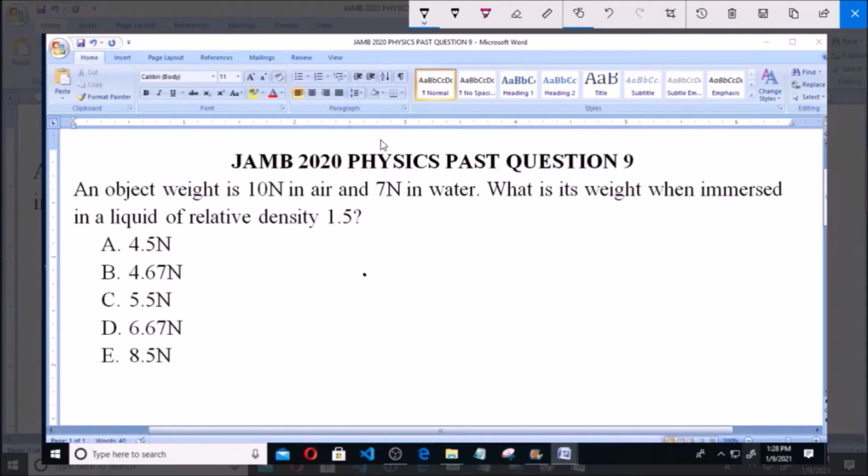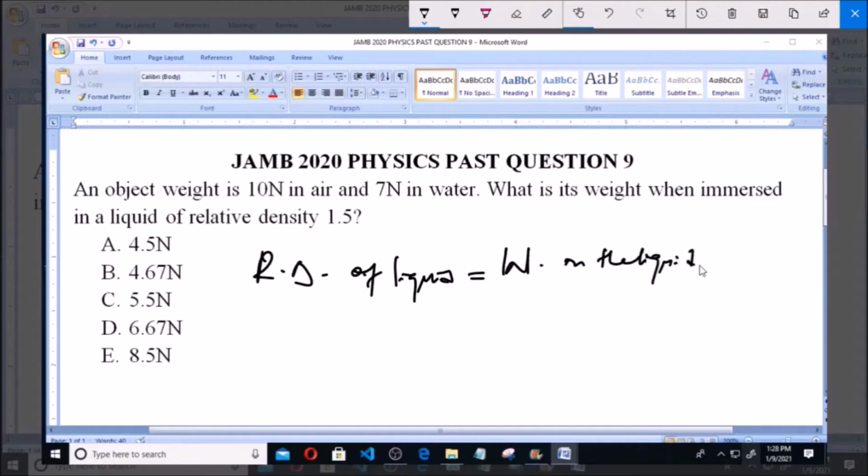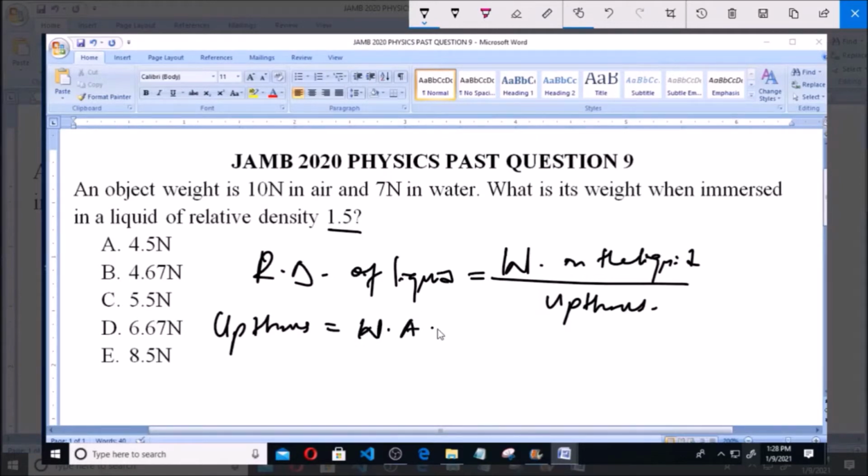Now, the relative density of the liquid which is immersed is equal to the weight of the object in the liquid all over the upthrust of this object. The relative density of this liquid is given to be 1.5, but we have to find the upthrust. Upthrust is equal to the weight of the object in air minus the weight of the object in water, and that is equal to 10 minus 7, which is equal to 3 Newton.